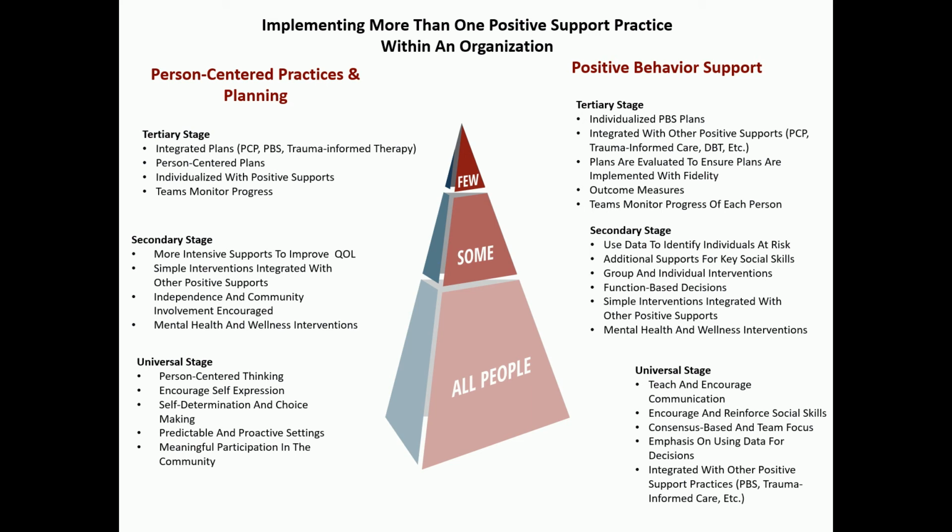In PBS, the universal level may include practices like teaching and reinforcing social skills and data-based decisions, promoting, teaching, and reinforcing communication for everyone. Likewise, at the universal stage in person-centered planning, everyone is engaging in and promoting person-centered thinking, encouraging self-expression, and providing meaningful integrated participation in the community.